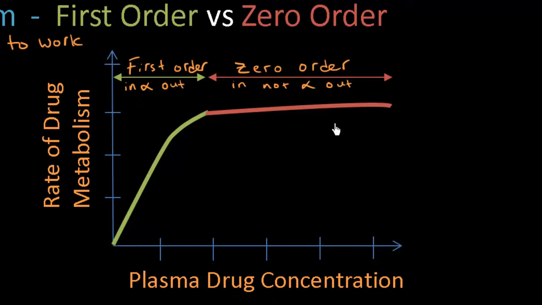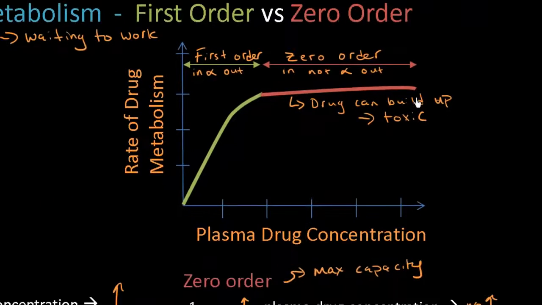We don't like to be in this zero order plasma drug concentration range as clinicians. And the reason is the plasma drug concentration is going up, but the rate of metabolism isn't going up with it. So what that means is that the drug can build up in the body. So it can build up, and if the drug builds up, that can lead to toxicity or toxic side effects.